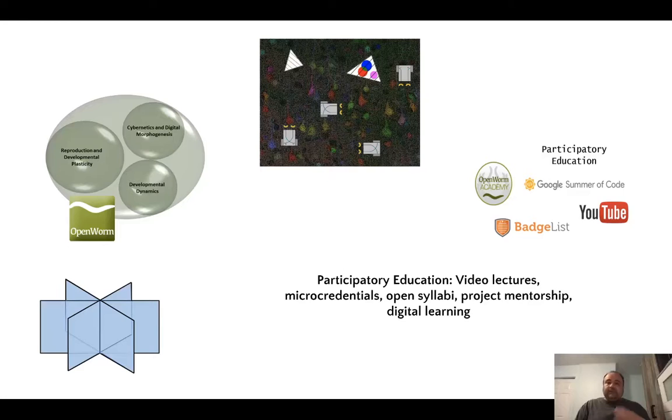They pay them to join your organization for a summer and do some sort of code-heavy project. We try to make it so that they're actually integrated into this model. So they end up benefiting a lot more than they otherwise would, and a lot of people continue on with us in some capacity. We also use YouTube and Badge List as technological tools to drive forward a lot of this.